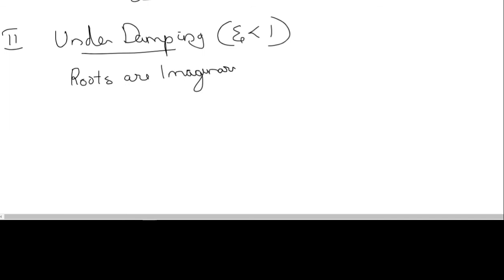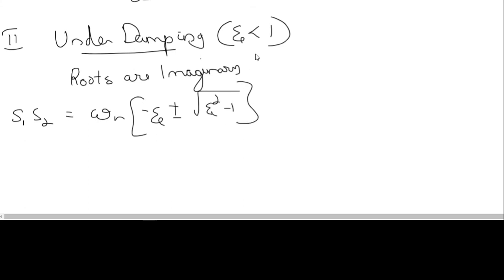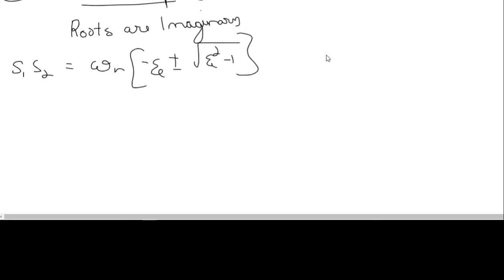So if you put it in the equation, we can see S1, S2 is equal to omega n times minus epsilon plus or minus root of epsilon square minus 1, is our equation. And if epsilon is less than 1, this becomes omega n, and the negative will make it positive, and we will have an i square term here. i is the imaginary number.